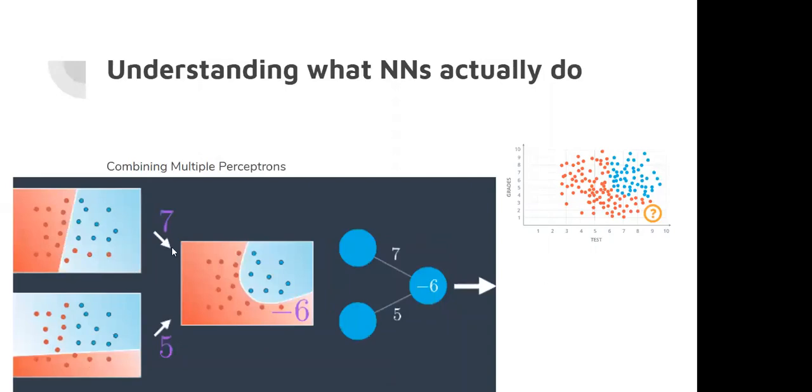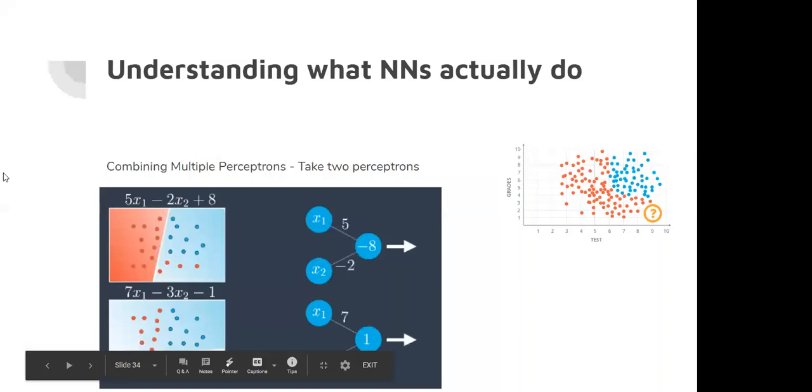So if you put 7 to this and 5 to this, probably because you want more curve over here, you give more weightage. This is the weight. You give more weightage over here and less weightage over here. So you combine this and you get a curved boundary. So, a simple perceptron combination.